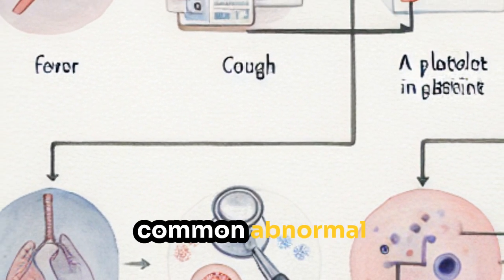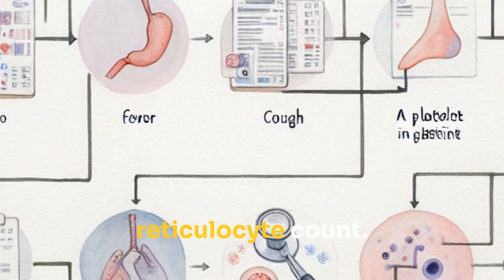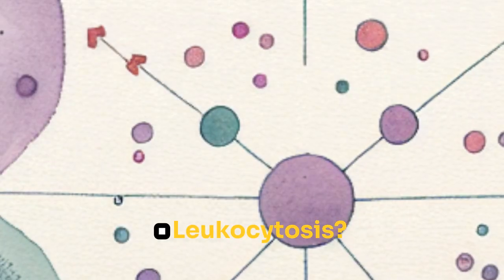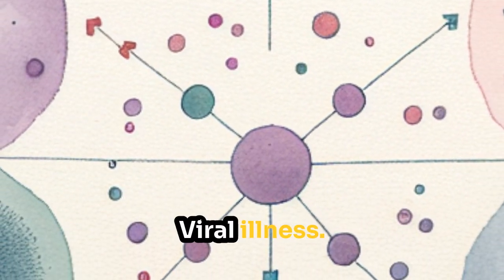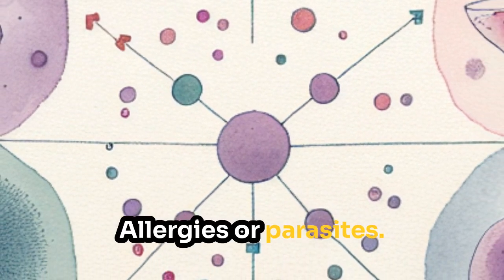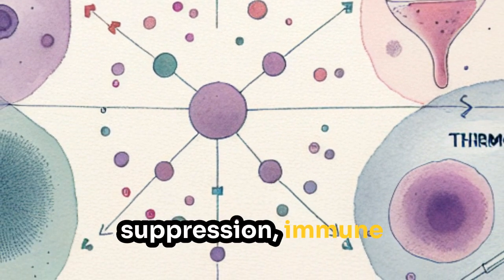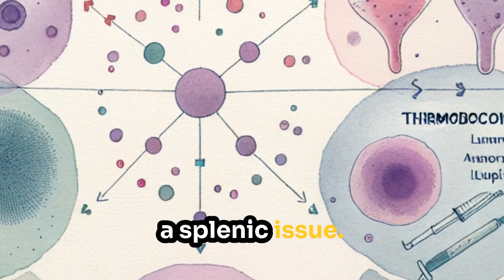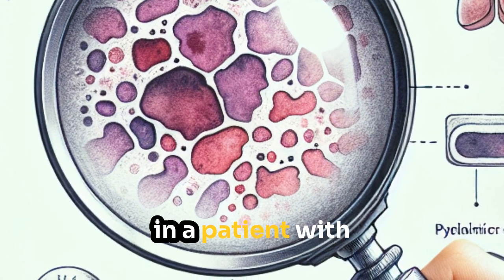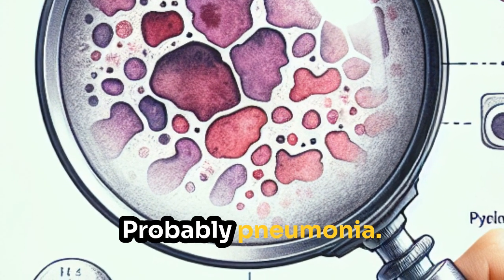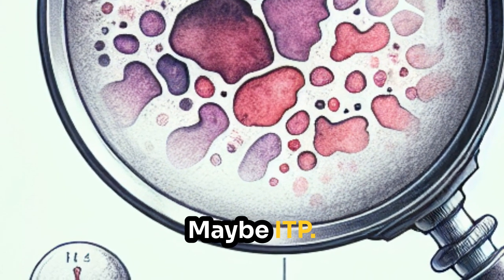So what are some common abnormal patterns we see? Anemia, look at MCV and reticulocyte count. Leukocytosis, neutrophils suggest bacteria or steroids. Lymphocytes, viral illness. Eosinophils, allergies or parasites. Thrombocytopenia, could be marrow suppression, immune destruction, or a splenic issue. Always correlate with the clinical picture. A high white count in a patient with fever and cough, probably pneumonia. A low platelet count in a lupus patient, maybe ITP.